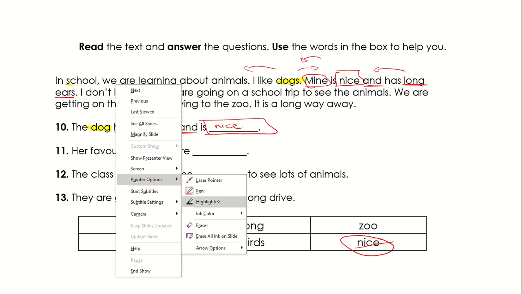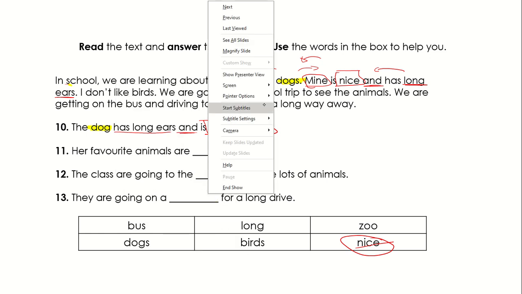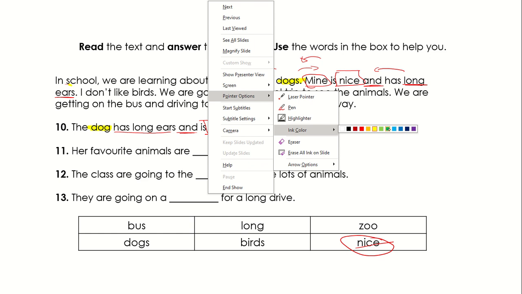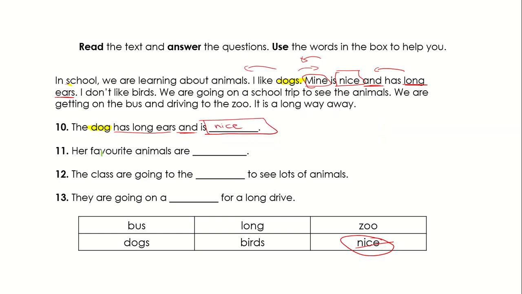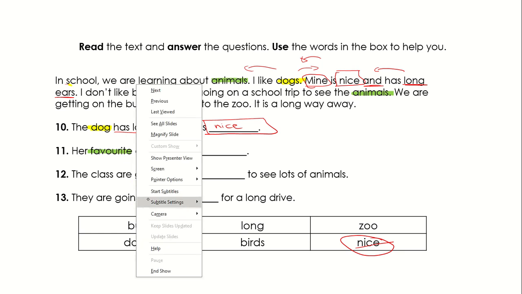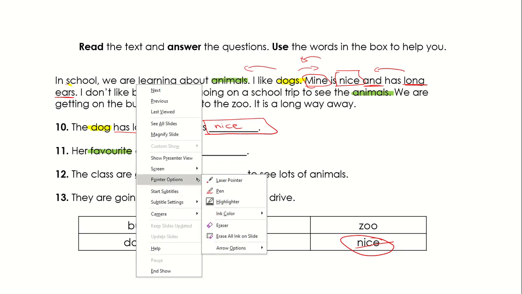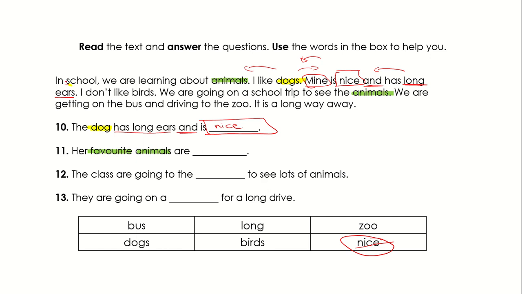Her favorite animals are. So again, I will use a highlighter and I will change the color. Okay, so we're looking for her favorite animals. I see the word animal over here. I see the word animal over here. Now I need to look for favorite. So the first sentence where I see animal, now I'm going to go over again with my pen. It says, in school we are learning about animals. Does this tell me which animal is her favorite? No.